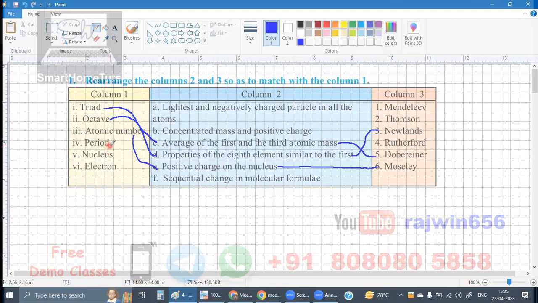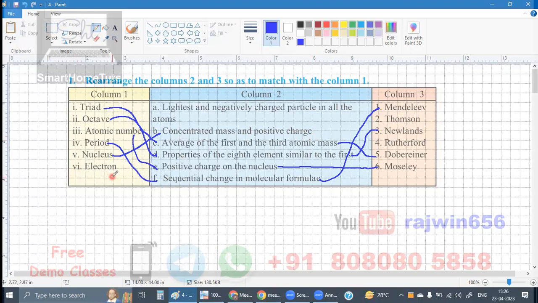The fourth one is period. This is sequential change in molecular formulae. I will explain you what this means. This was given by Mendeleev. The next one is nucleus. This is the sum of protons and neutrons, which is concentrated mass and positive charge, because electrons will have negligible mass.